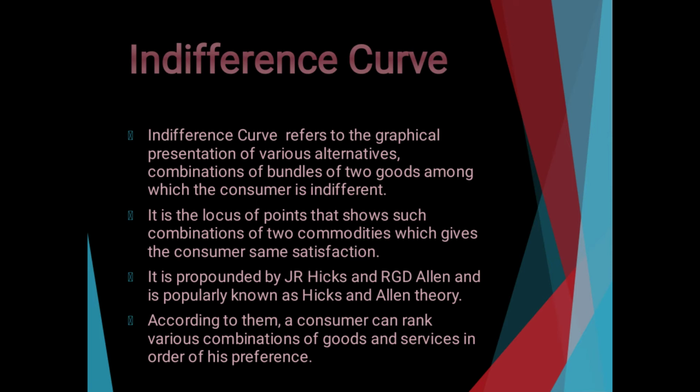According to them, a consumer can rank various combinations of goods and services in order of his preference. So basically, it refers to the ranking of preferences by the consumer. When a consumer ranks his preference regarding different bundles, it is termed a scale of preference. For example, between the two bundles, the consumer may prefer bundle A to bundle B, or bundle B to bundle A, or he is indifferent between the bundles.